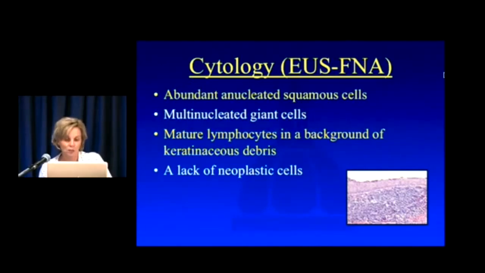Cytology at EUS shows these anucleated squamous cells. So if you have a lesion, you think it could be a lymphoepithelial cyst, you don't necessarily have to resect it unless it's very large or the patient is symptomatic. And you could be certain of the diagnosis at EUS by doing this cytology when you see those squamous cells.